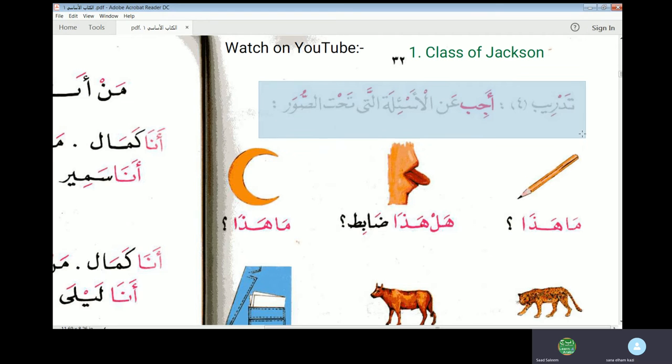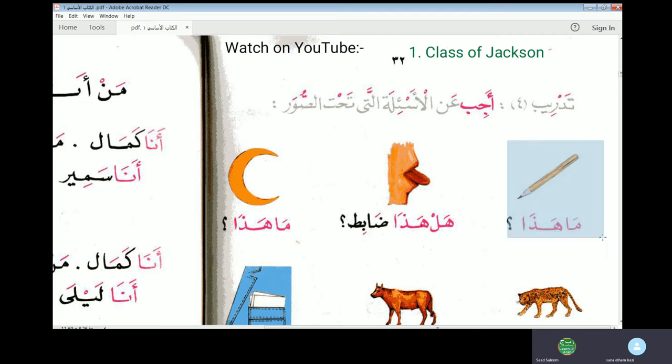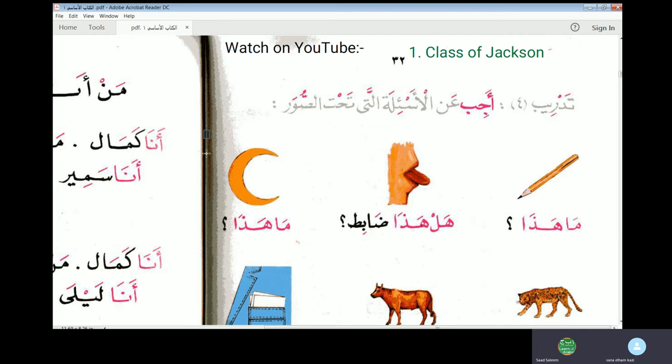Fourth exercise, answer the questions which are below the picture. Ma hadha, what is this? Hadha qalamun, this is a pen. Hal hadha dhabitun, is this an inspector? La. Hadha lisanun, no, this is the tongue.